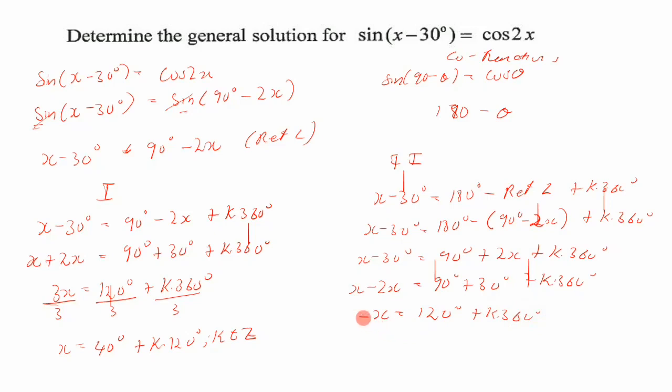But then remember, here we have this negative 1, so we want to divide everything by this negative 1 like that, and then this will become x, and then here we have negative 120 degrees. Then remember, this negative doesn't really affect this positive k 360, so we can just write this as plus k 360, or we can just indicate plus minus k 360 degrees, and then we say k is an element of integers.